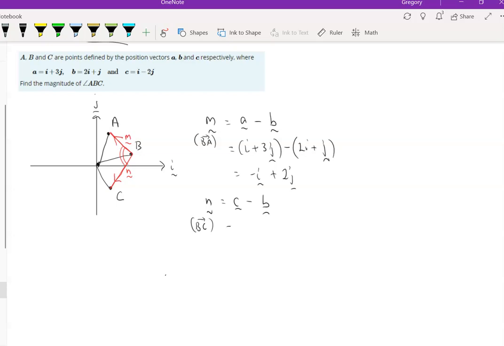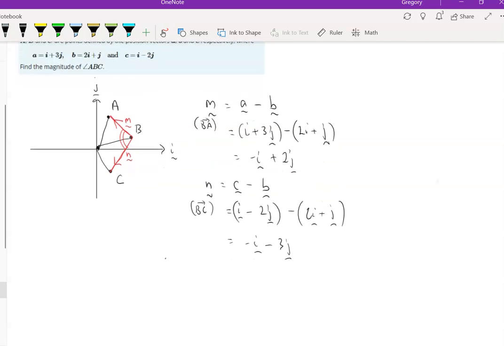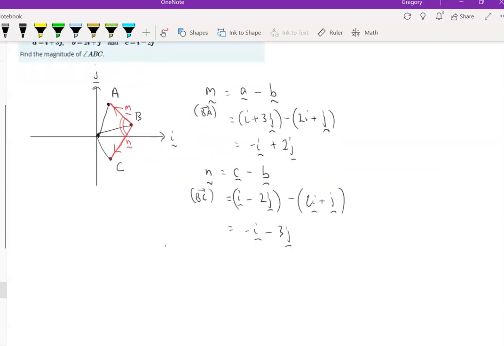Okay, so therefore we're going to have C, which is i minus 2j, minus B, which is 2i plus j. So we subtract that, so i minus 2i is negative i, same as the other one, and then negative 2 minus 1 is minus 3j. So there's my n. So now I want to find the magnitude of that angle. So I need to do m dot n is equal to the magnitude of m times the magnitude of n times cos theta.